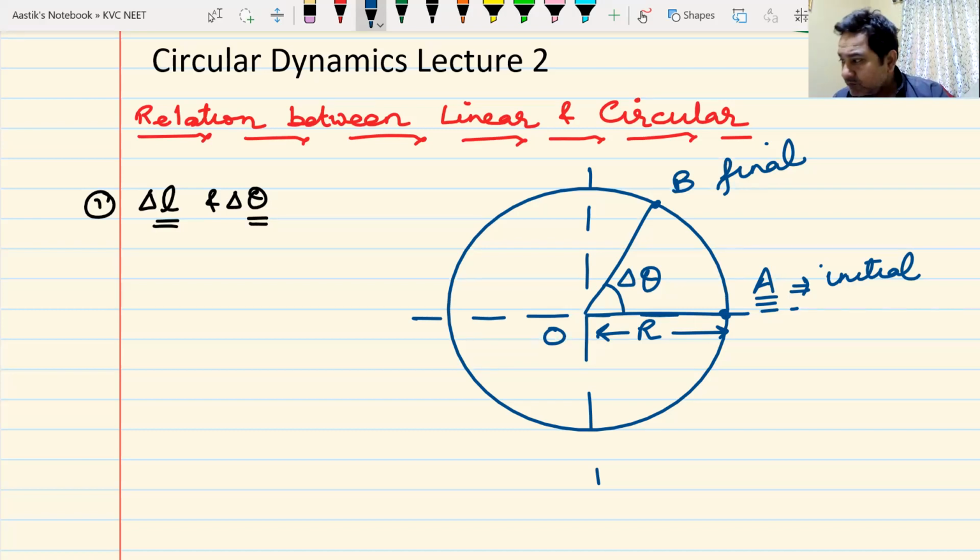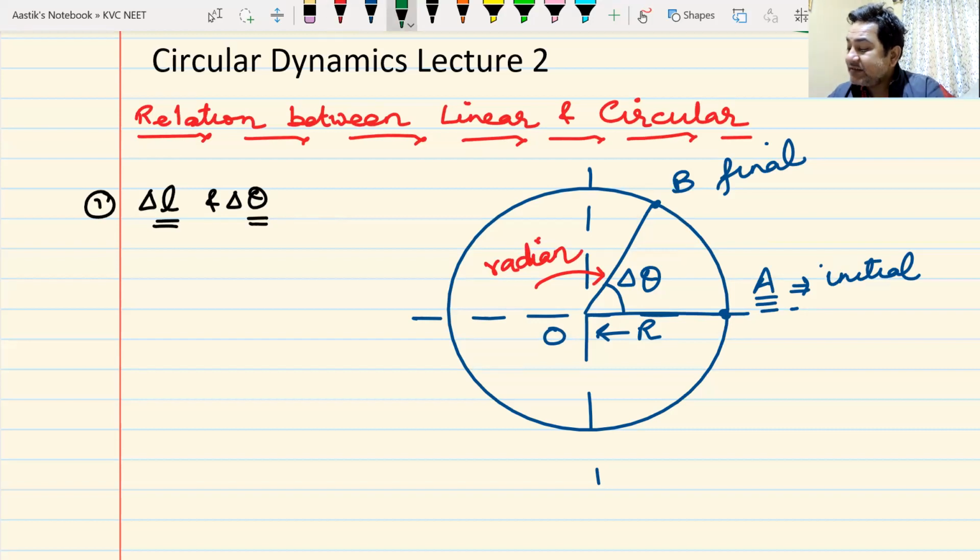If I talk about the linear distance this body has traveled, it has moved by an angle of delta theta. Remember, this delta theta has to be in radians. We are talking about SI units, so delta theta is in radians. Can anyone tell me how much distance this body has moved? It would be good to mark it on the diagram itself, so I'll write radians here on this side.